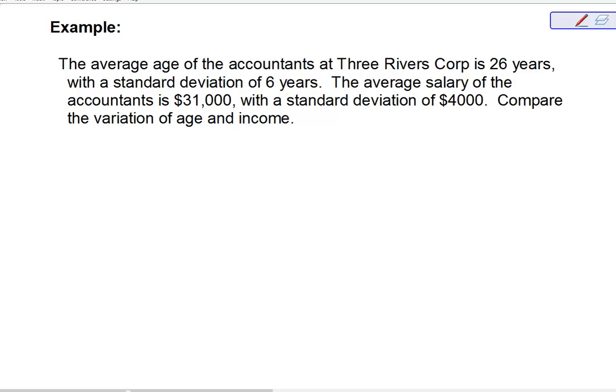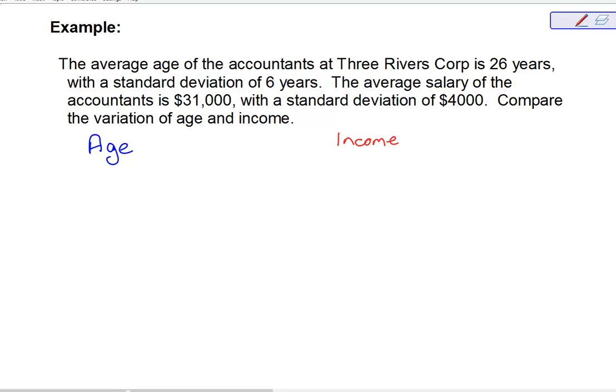The average age of the accountants at Three Rivers Corp is 26 years with a standard deviation of 6 years. The average salary of the accountants is $31,000 with a standard deviation of 4,000. Compare the variation of the age and income. So I want to know which one is more variable, the age or the income. So what I want to do is a coefficient of variation for the age and one for the income.